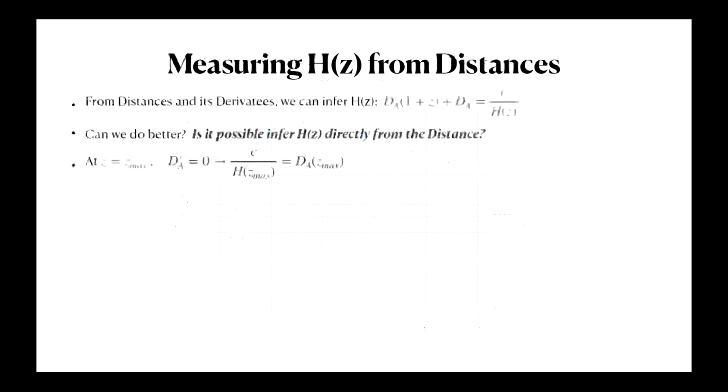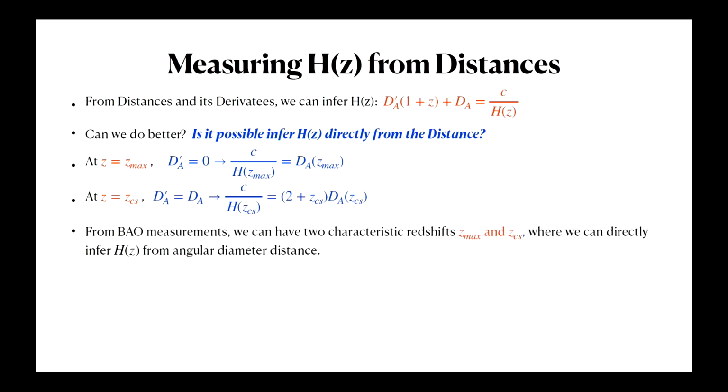So at the point where the angular diameter distance maximizes, dA prime is 0, so H is directly equal to the angular diameter distance. And when the distance and its derivative cross over, the Hubble parameter is also related directly to the angular diameter distance, because I can replace dA prime by dA. Fine. So there are at least two redshifts where I can get the Hubble parameter directly from the angular diameter distance. But I can do more.